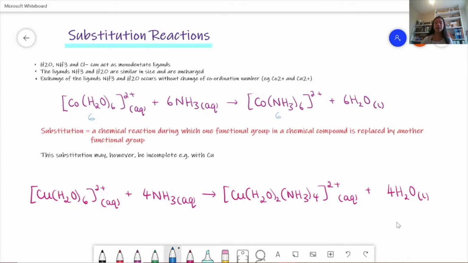So if we look at copper instead of cobalt, we start off with a copper and 6 waters complex, and we add 4 ammonias, but this time only 4 of the waters get substituted by ammonias, and so we're left with this other complex of Cu(H2O)2(NH3)4 2+, and then the 4 waters which have been substituted out are left as a product. And we'll learn later that this first complex is actually a pale blue solution, and this new complex that just formed is a dark blue solution.